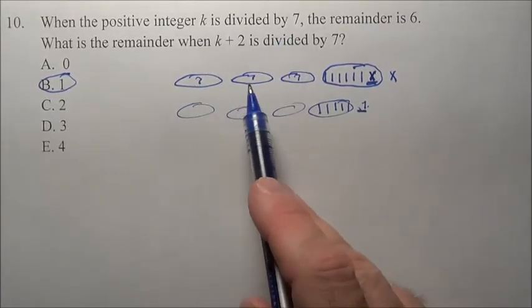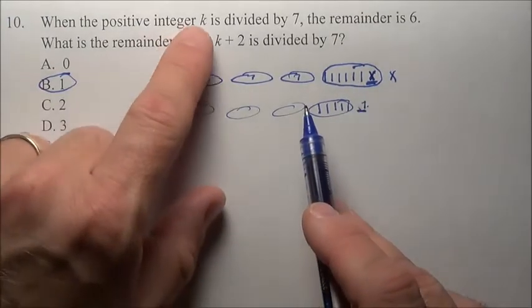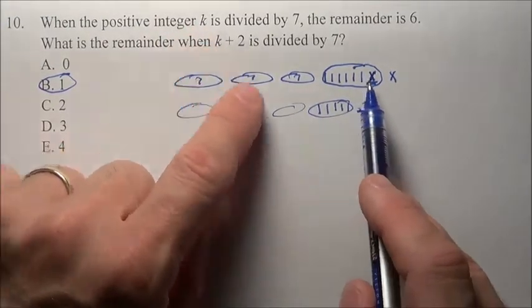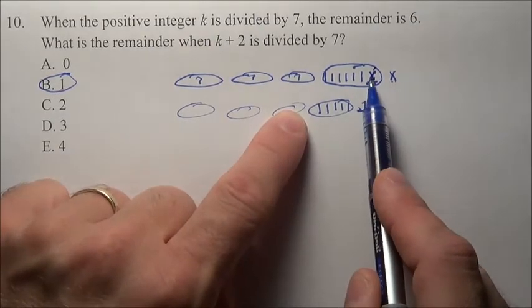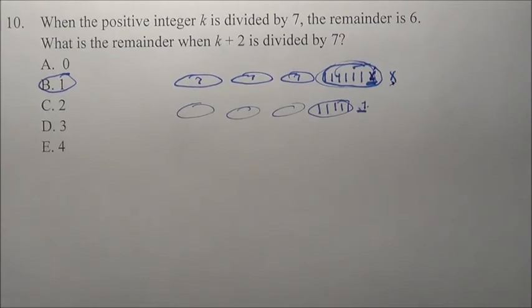When we're dividing by 7, we're putting in groups of 7. There's 6 left over here. So then when we add 2 more to our integer, we're adding 2 more places. Well, once we add that 1, we're able to form a whole group, and then it creates a remainder of 1. There's problem 10.